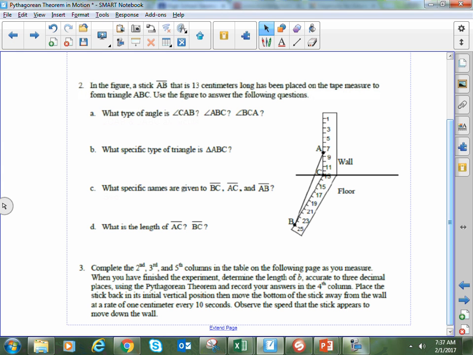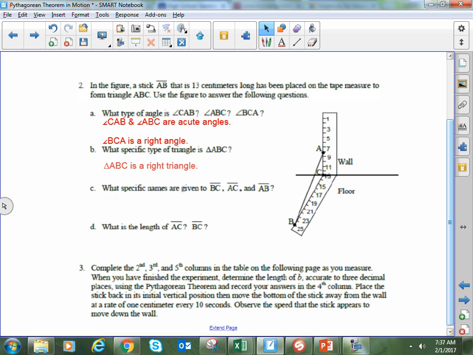So in step 2, part A, what type of angles are these? CAB, ABC, and so on. Well, angles CAB and ABC would be the acute angles of the triangle, and BCA would be the right angle of the right triangle. What specific type of triangle is ABC? Well, because it has a right angle, it must be a right triangle. Specific names that we would use here: segments AC and BC are the legs, and AB would be the hypotenuse.